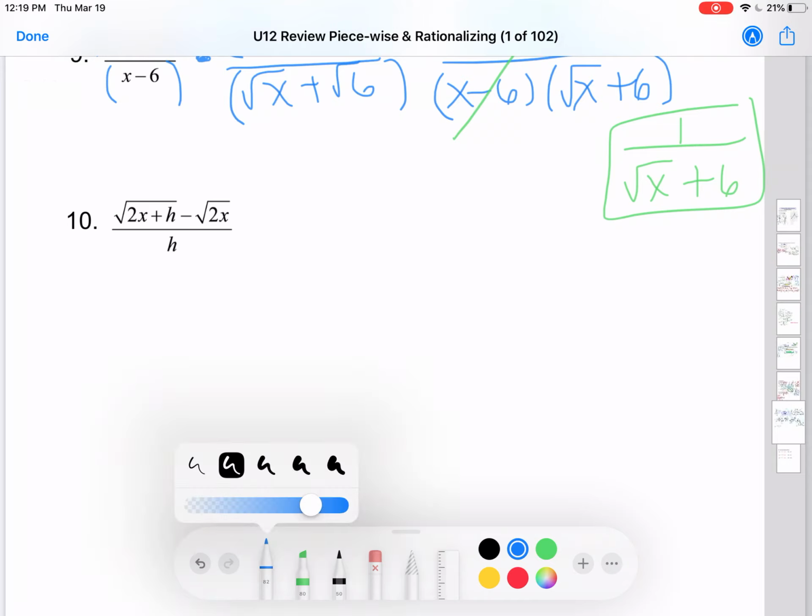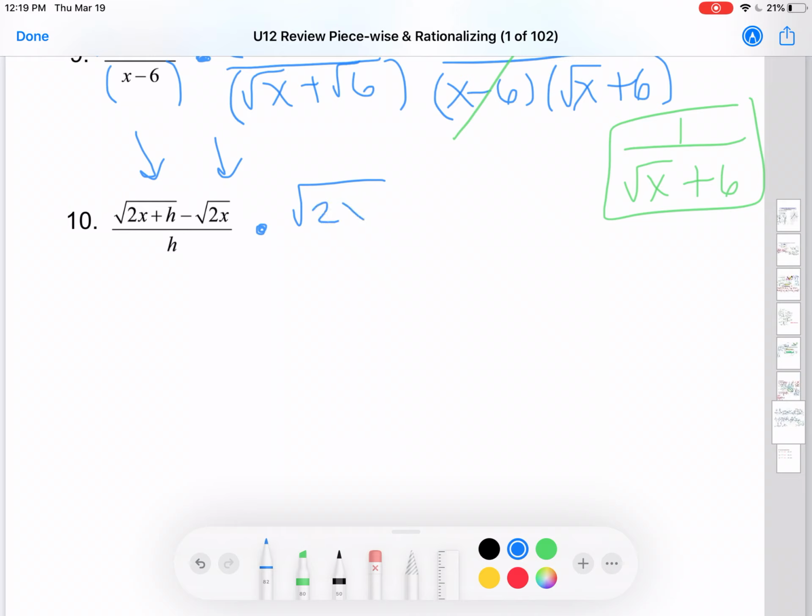Yep, looks difficult, but it's not. This is just the first term. This is just the second term. So we're doing the same exact thing. Let's rationalize the numerator.